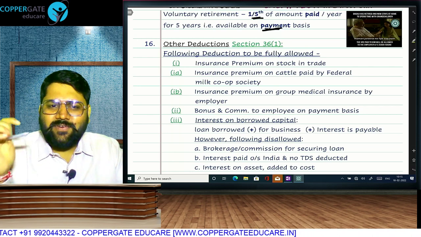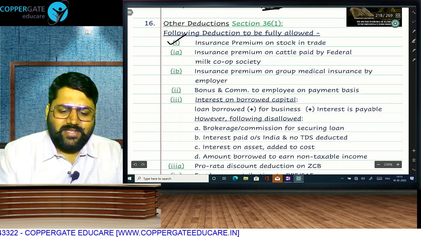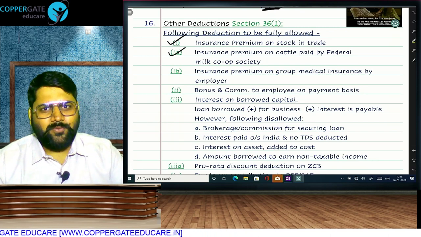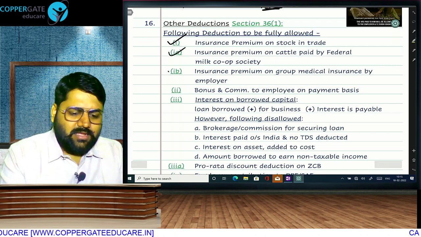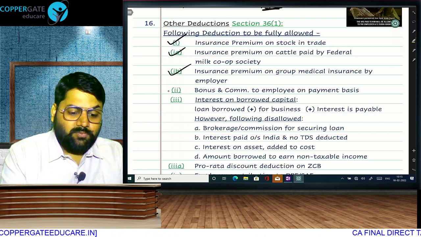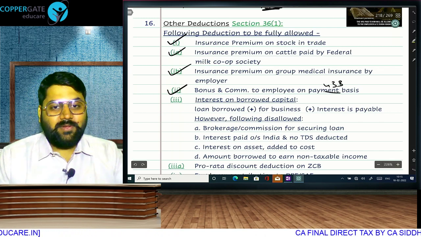Life. 1-1 line, fatafat we will take a brief run of this. Insurance premium of stock in trade allowed as a deduction. Insurance premium on cattle paid by milk society, of course, that's a very important asset for them, allowed as a deduction. Insurance premium of employees paid by employer, allowed as a deduction. Bonus and commission allowed, payment basis, because it is covered as one of the payments of 43B.